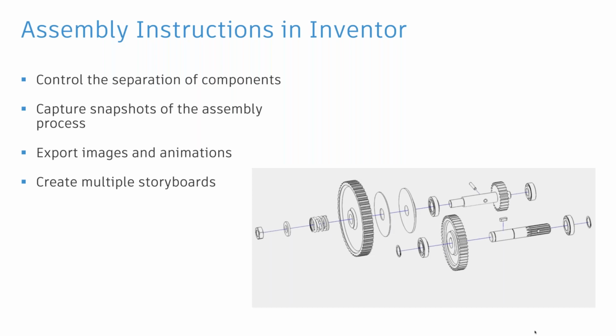Another one of the chapters in that course is on assembly instructions: how to separate your assembly and capture snapshots of the process, and then to export images and animations from it. And you can create multiple storyboards, so that from the same assembly you can create assembly instructions for more than one segment or more than one portion of your design.